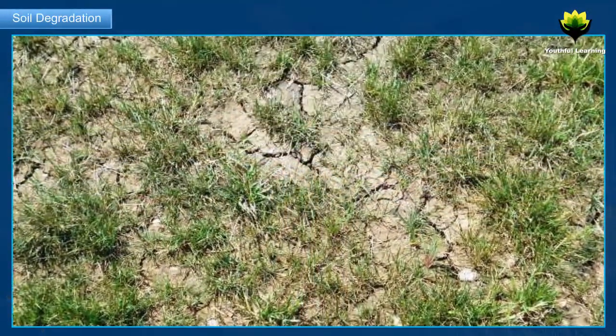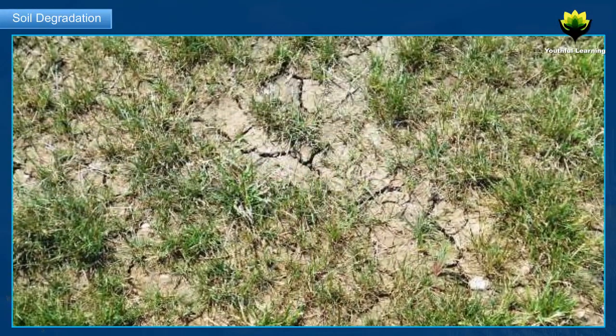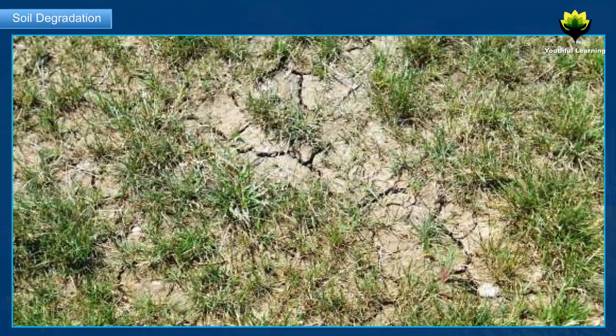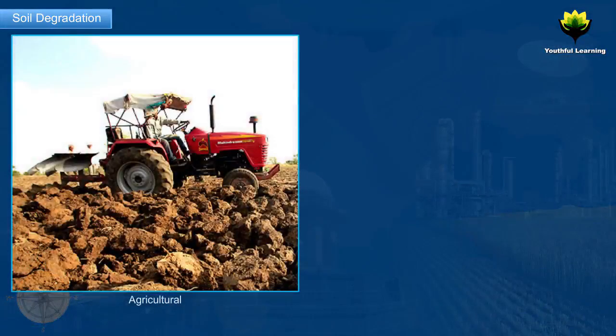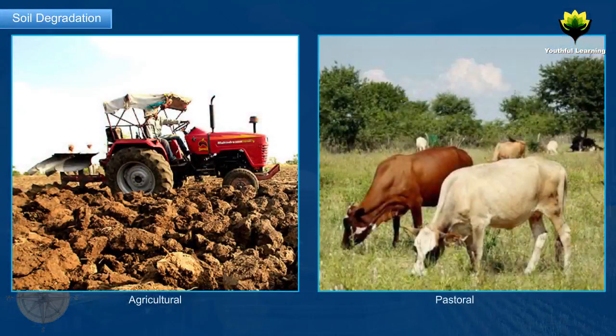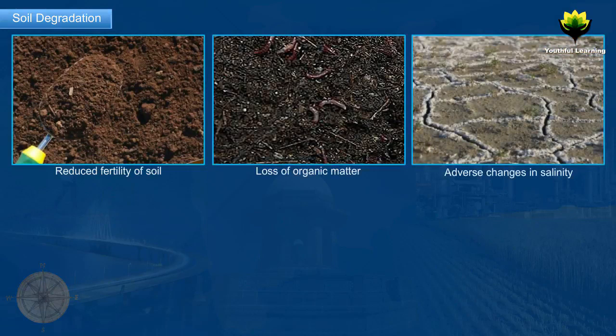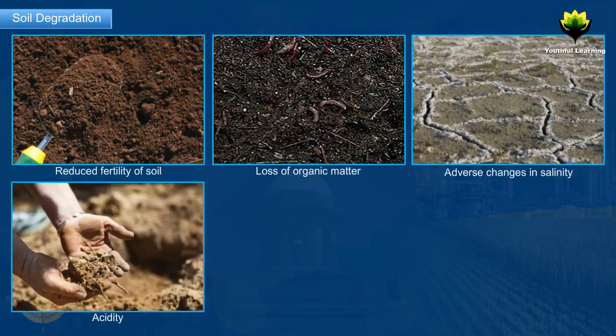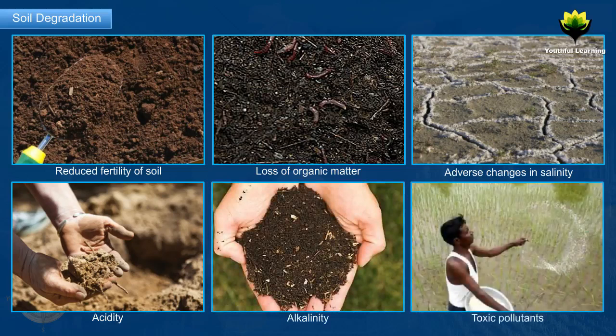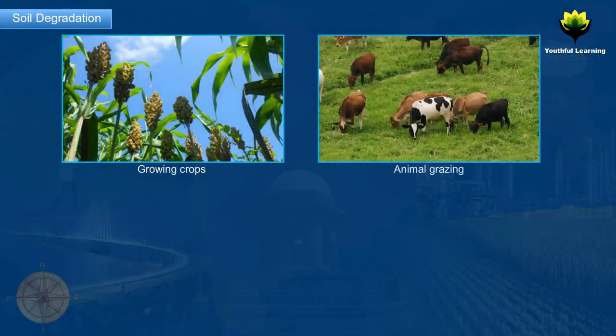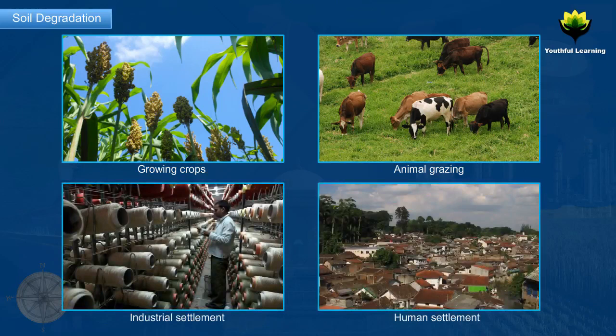Soil degradation. Soil degradation means a decline in soil quality caused due to improper use for various purposes like agricultural, pastoral, etc. Soil degradation includes reduced fertility of soil, loss of organic matter, adverse changes in salinity, acidity, or alkalinity, and adverse effects of toxic pollutants on the soil. It is a consequence of excessive and improper use of soil for growing crops, animal grazing, and industrial or human settlement purposes.